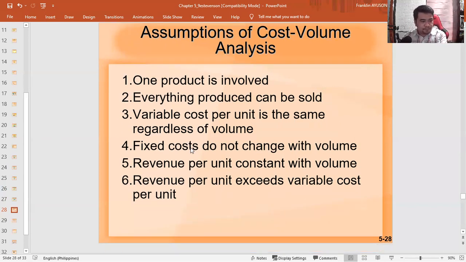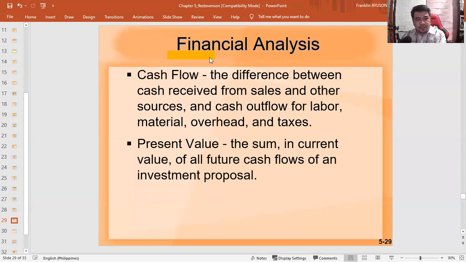Okay, moving forward. In terms of financial analysis, our cash flow, there are differences between cash received from sales and other sources, and cash outflow for labor and material overhead and taxes. Cash flow, papasok, sales, alabas, gastos. Cash flow, ba? Ibig sabihin, tumatakbo yung business mo, may pumapasok, may lumalabas. Nagkakaroon ka ng profit kasi may naiiwan.